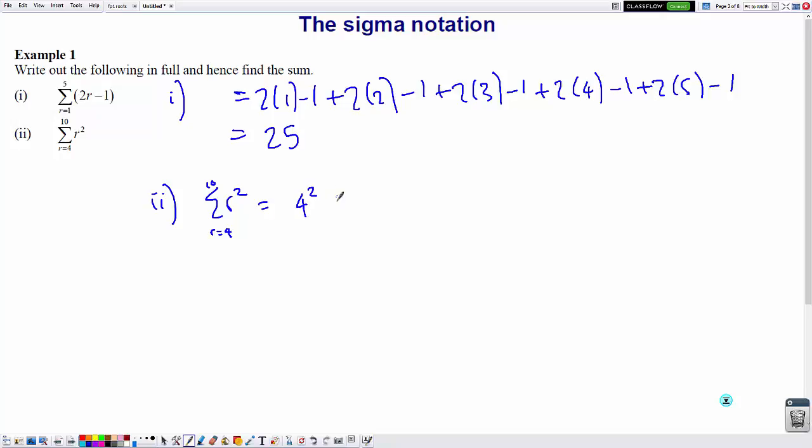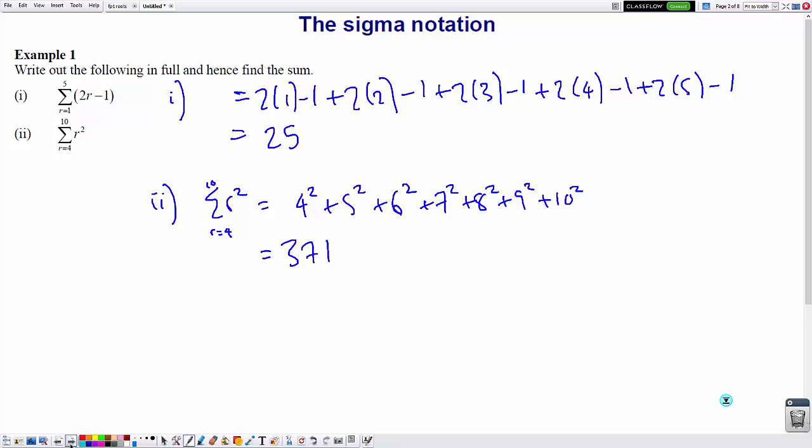So it's 4 squared, plus 5 squared, plus 6 squared, plus 7 squared, plus 8 squared, plus 9 squared, plus 10 squared. Again, you can just use your calculator to work out what these things are, or you don't have to. You can do it by hand if you want to, or just in your head. This is, I think, unless I'm mistaken, 371.